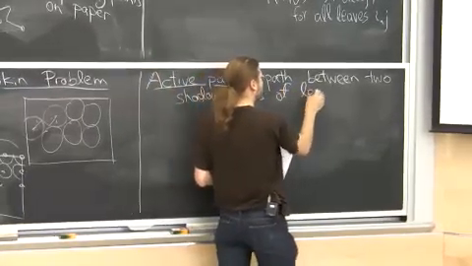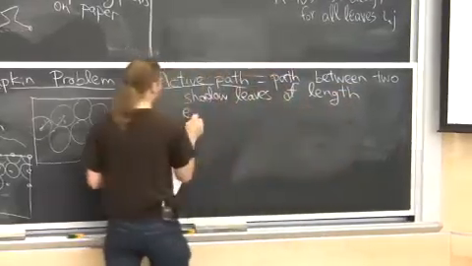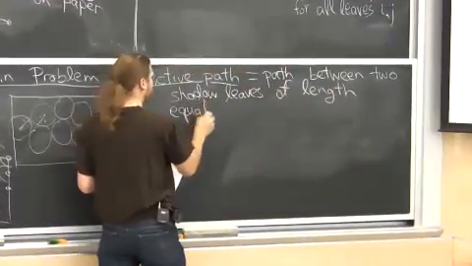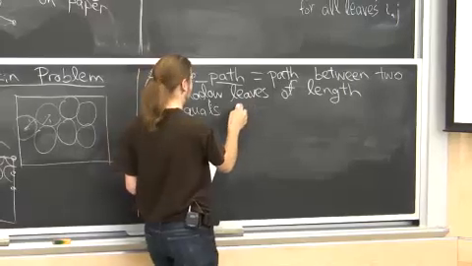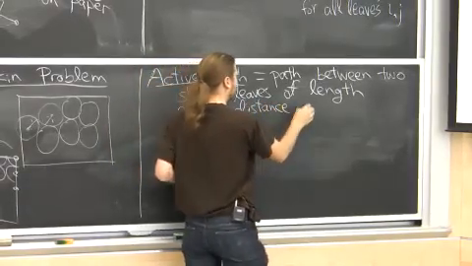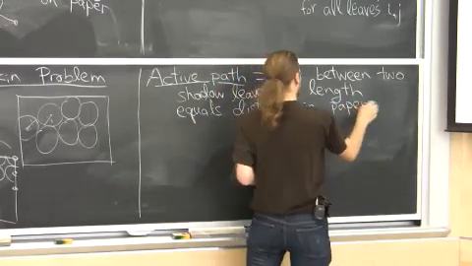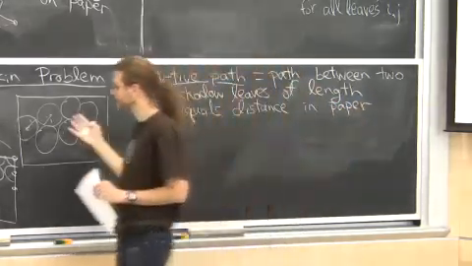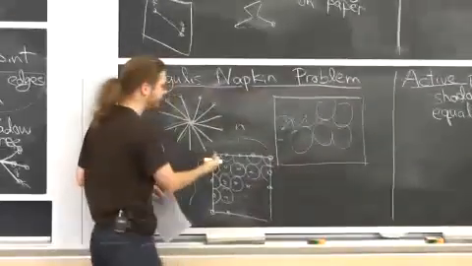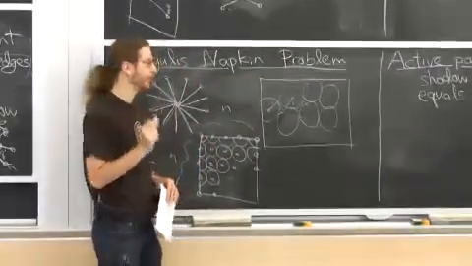And the length of that path equals the distance in the paper. Okay, so in the case of making a star graph, this is exactly when the disks kiss, when the disks touch each other on the boundary.